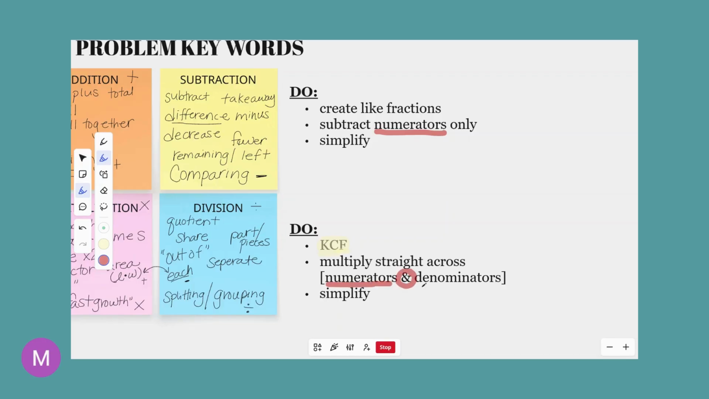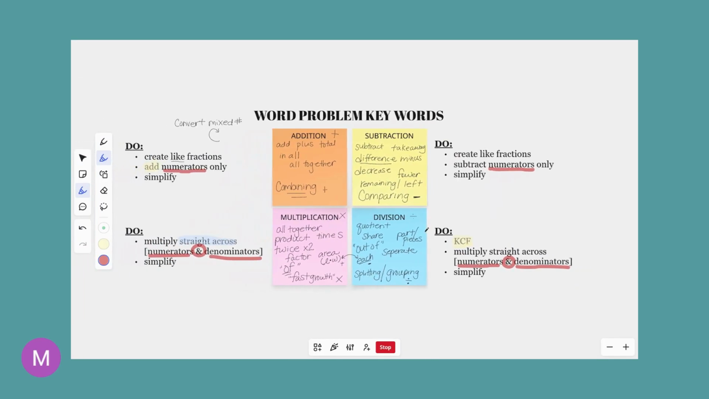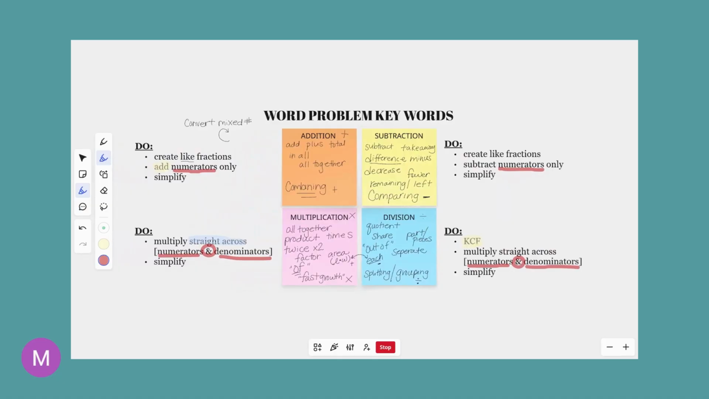So you'll see that what they have in common with multiplication and division is you are operating with both the numerators and the denominators. And with addition and subtraction, you only add or subtract the top number or the numerators.